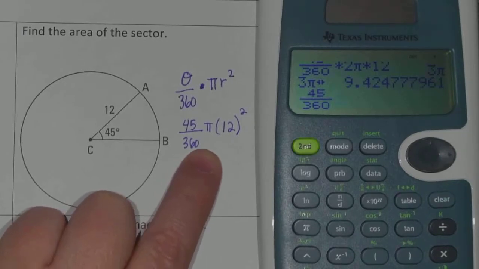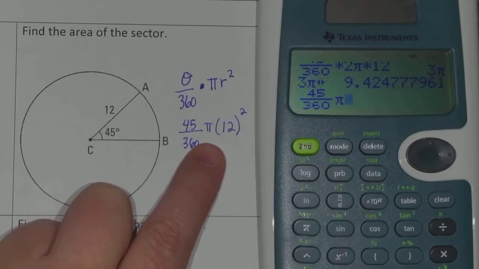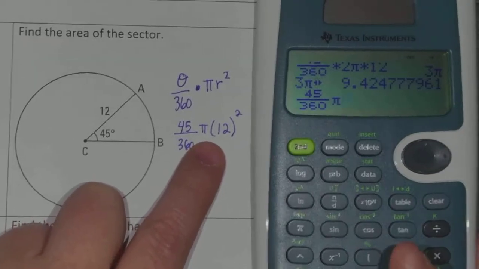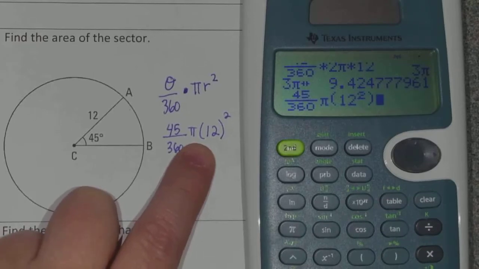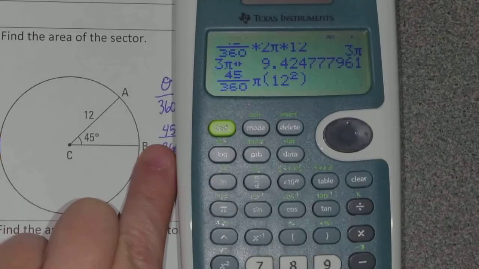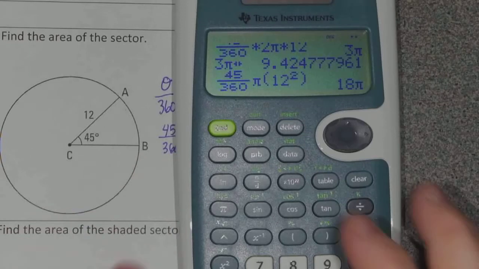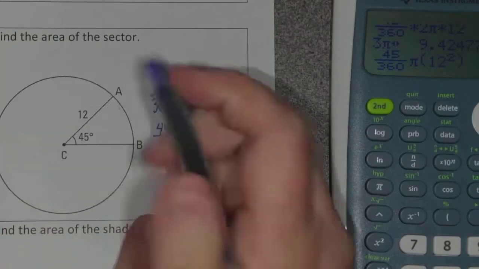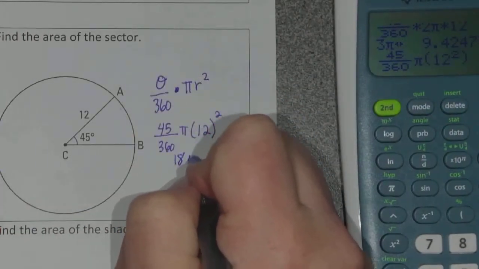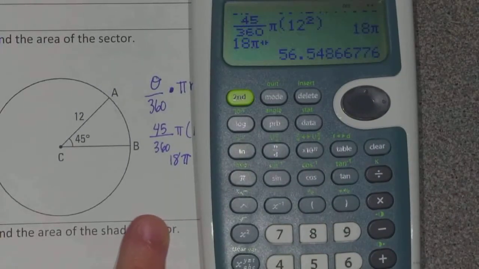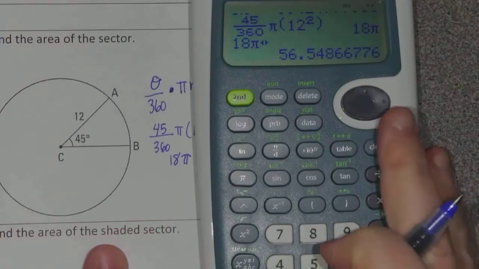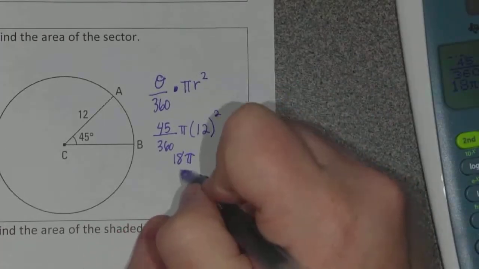So 45 over 360 times by pi. You don't even have to put a times by sign there when you're using pi. You can just put pi, and then you can put 12 squared, just like that, and then hit enter. It gives you the answer of 18 pi, which is our answer in terms of pi. And then if we hit the arrows, we get 56.55 if we round that up.